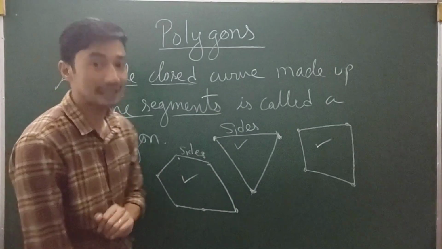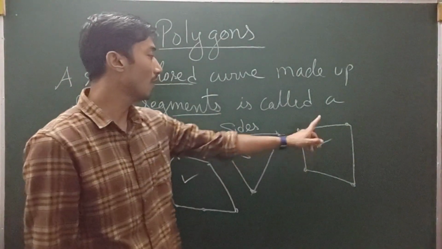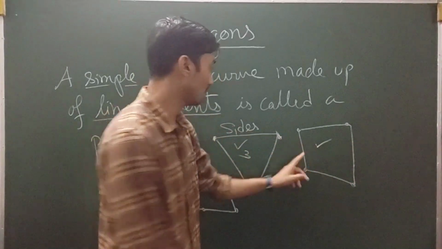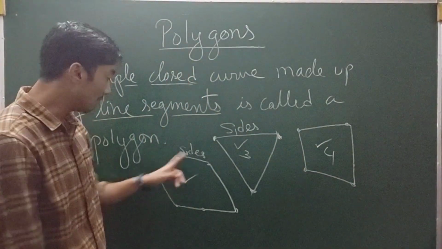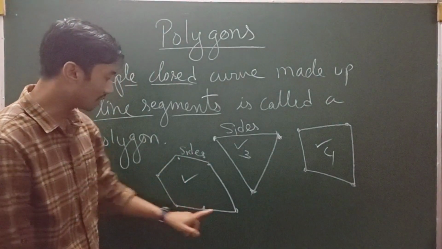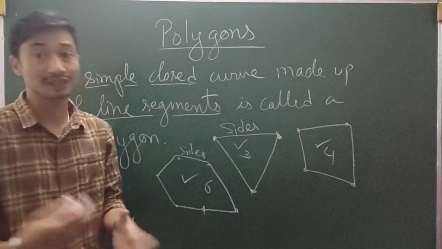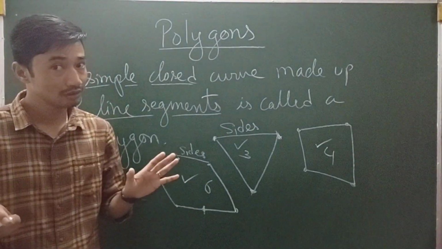So here, how many sides do we have? 1, 2, 3. We have 3 sides. Here 1, 2, 3, 4. We have 4 sides here. And here, how many sides? 1, 2, 3, 4, 5, and this one is also there, so 6. We have 6 sides. That's what we mean by sides of a polygon.